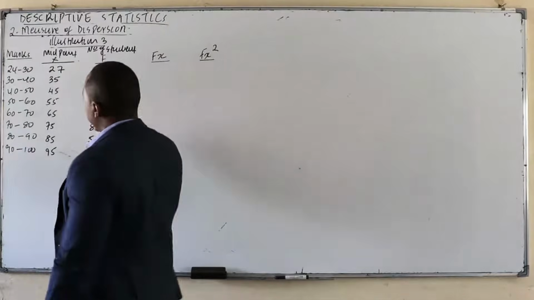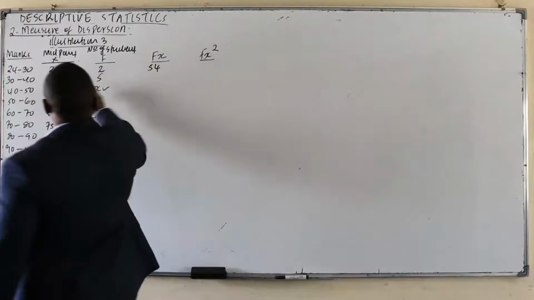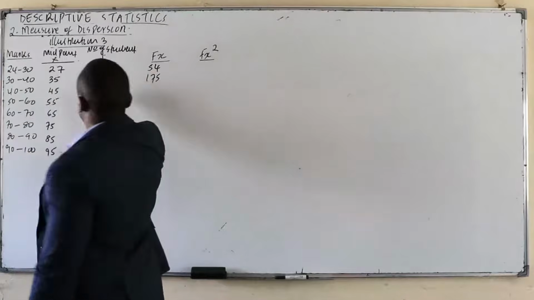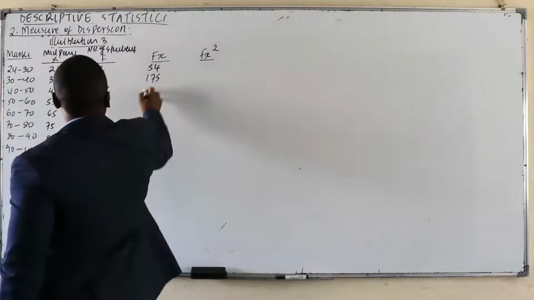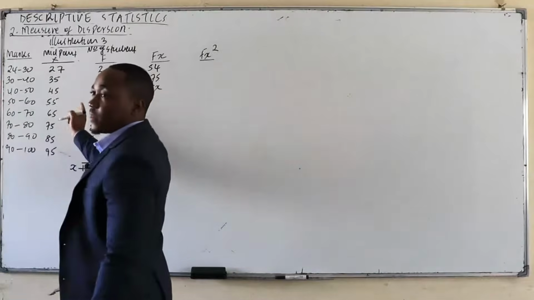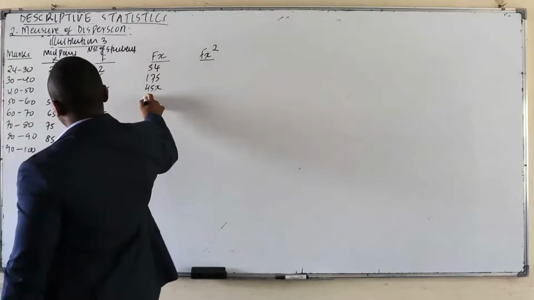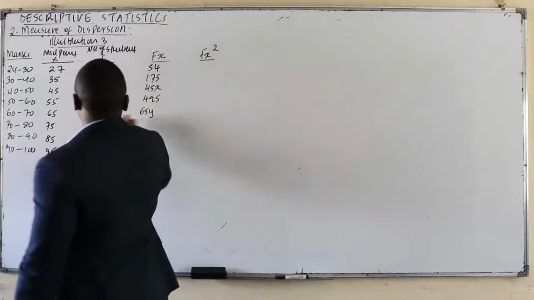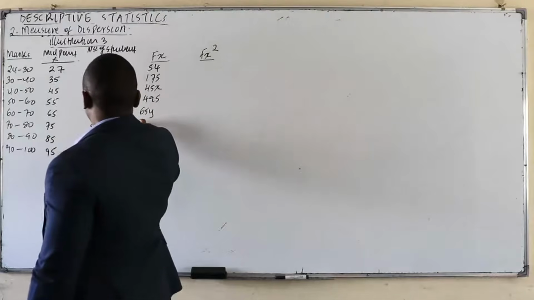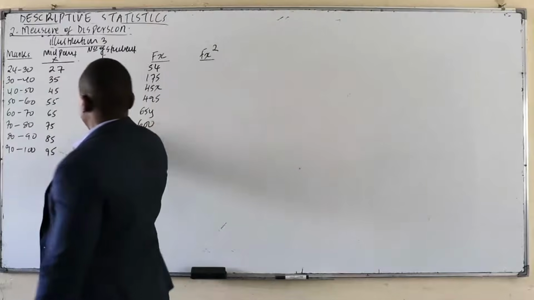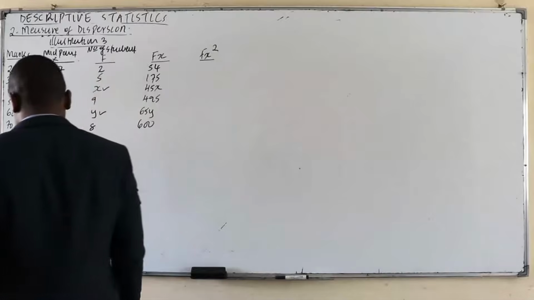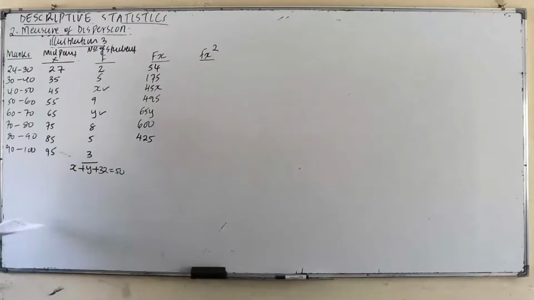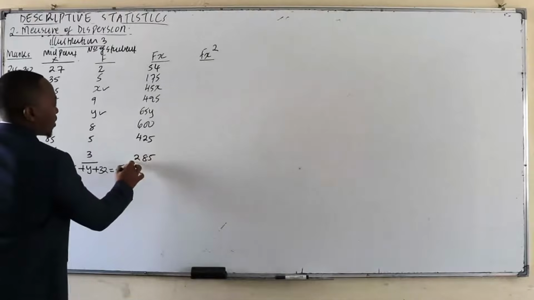Fx: 27 times 2, you get 54. 5 times 35 is 175. 45 times x is 45x. 55 times 9 is 495. 65 times y, you'll get 65y. 75 times 8 is 600. 85 times 5 is 425. 95 times 3 is 285. Now, can you give me the total?